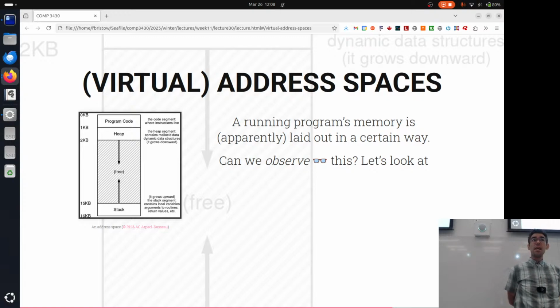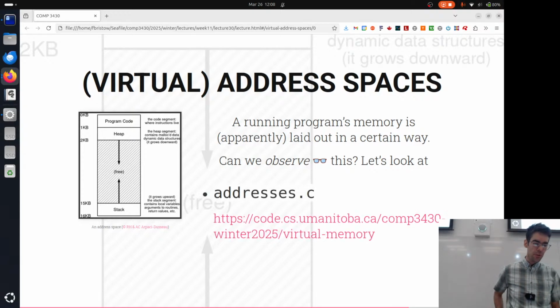I want to see if we can make observations about the address space that a process is able to see by doing a couple things. I first want to run some code. The code is called addresses.c, and it's in this linked Git repository. I linked to this also on the course webpage if you want a copy on your own machine. You should be able to run this code on either Mac OS or Linux.